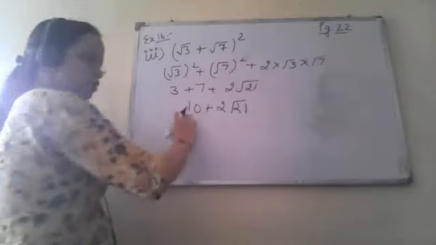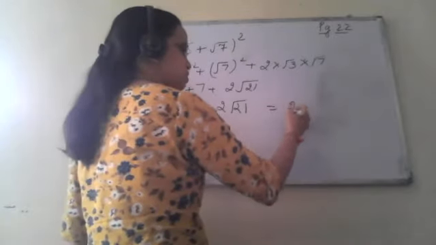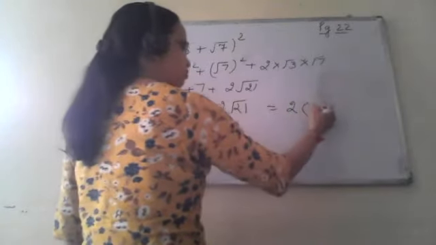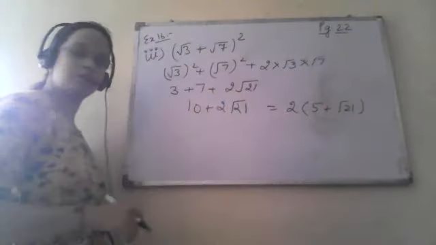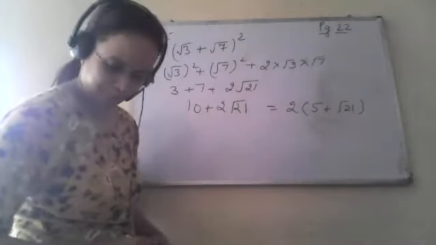Or you can take 2 common from this. So here we have 2 into (5 plus root 21). So either way you can write the answer.